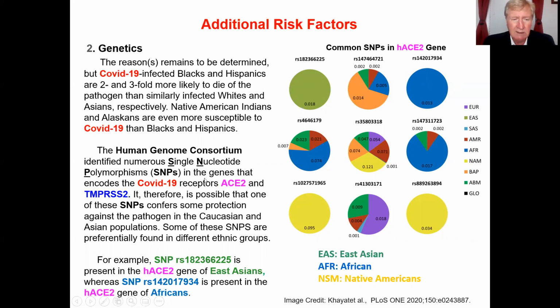So people are starting to look at this now, and here is one study. They looked at 9 different regions of the ACE2 gene. These are called SNPs, or single nucleotide polymorphisms. And they found that the Asians, who are fairly resistant to the pathogen, have this particular SNP, whereas those who are Black have this SNP, and those who are Native American have this. So the idea is that if you have a point mutation in your ACE2 gene, you will be either more susceptible or less susceptible to the pathogen.